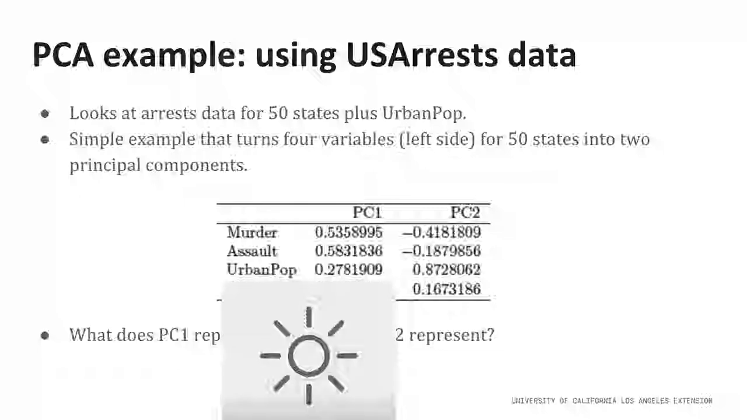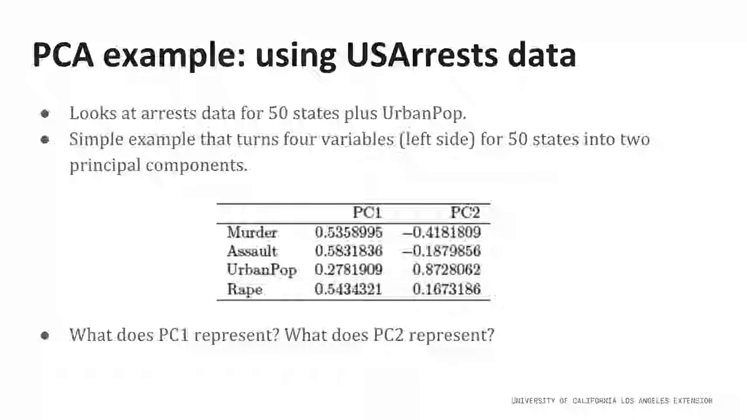So let's talk through an example. There's a data set, the US arrest data set. It looks at all 50 states. It has arrests for murder, assault, and rape on a per capita basis. And it also includes a metric that represents urban density, a socio-demographic metric. And this simple example basically takes 4 variables, the 4 on the left, and turns them into 2 principal components represented as the 2 columns. So go ahead and pause the video if you like, but take a look and try to figure out what's the difference between PC1 and PC2.